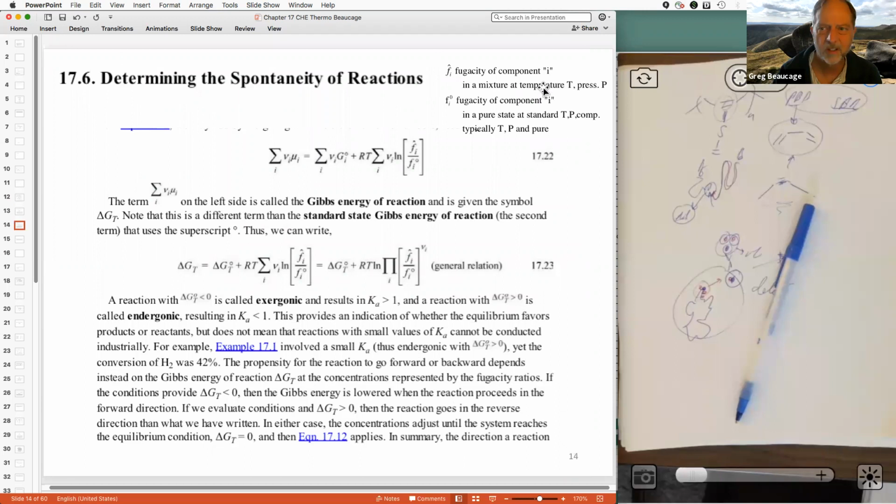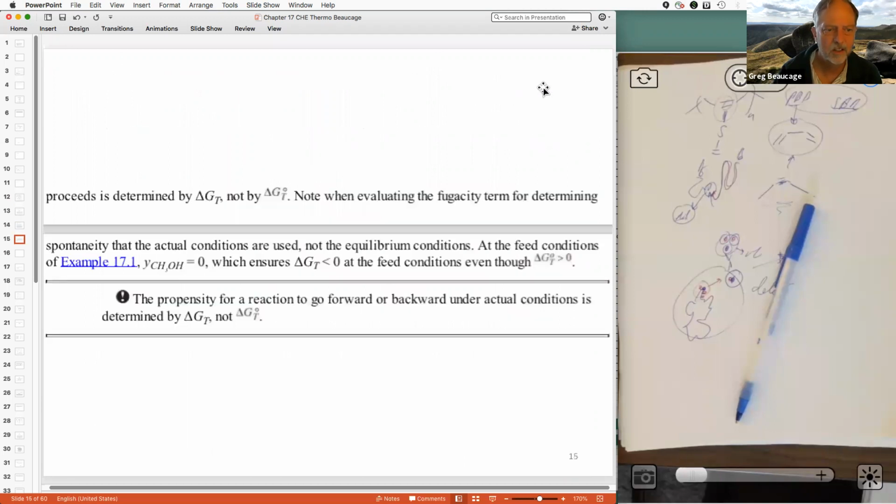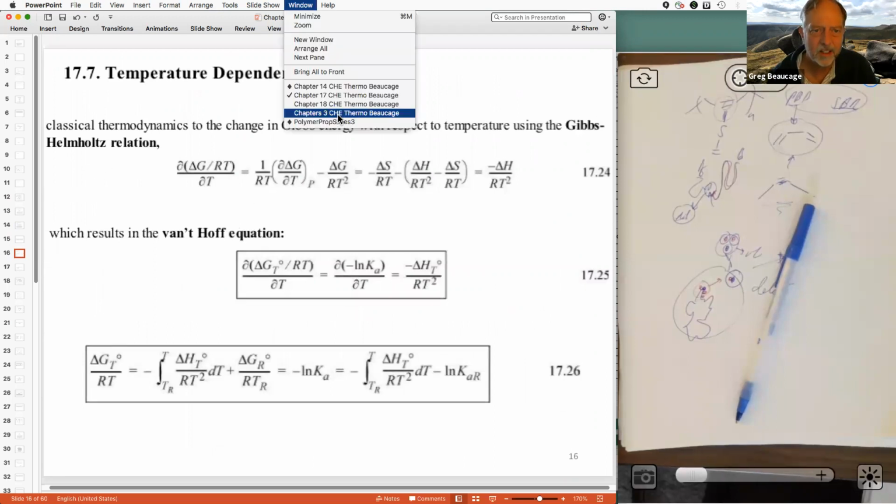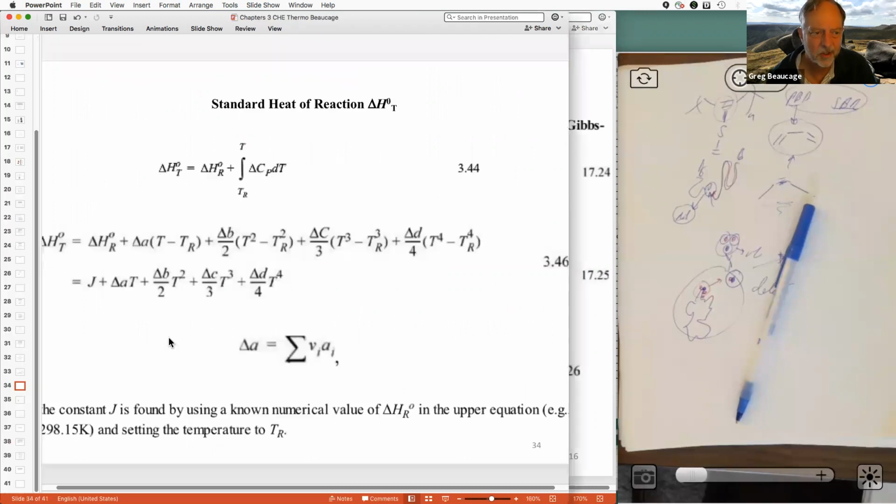This is just, we already talked about this, is it energy consuming or energy generating. Then this is the thing about the Gibbs-Helmholtz. So we had in chapter 3 this business. We got the heat of reaction with this J constant.